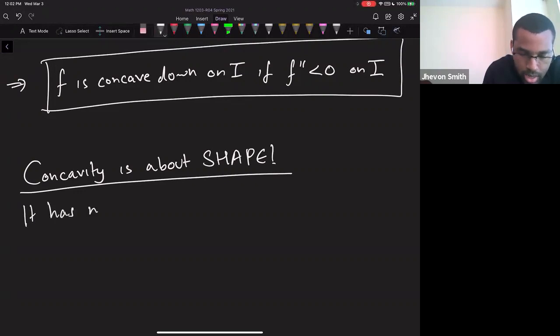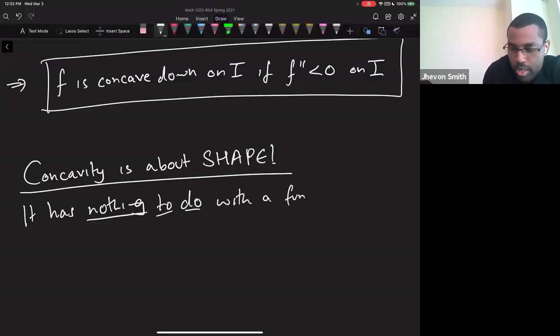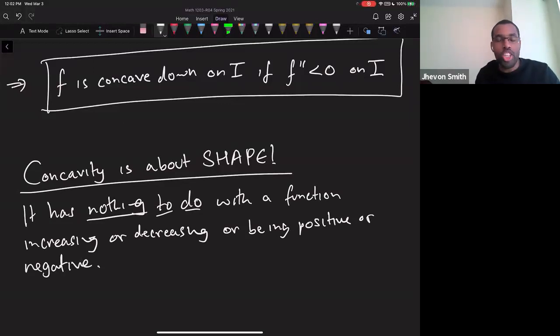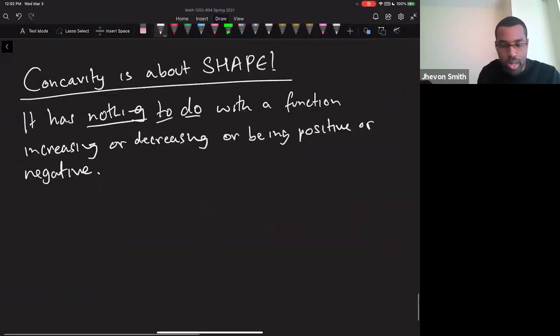It has nothing to do with a function increasing or decreasing or being positive or negative. Examining the sign of the second derivative tells you about the shape of your function. It doesn't tell you about what values it's taking on. It doesn't tell you about whether it's moving up or down.